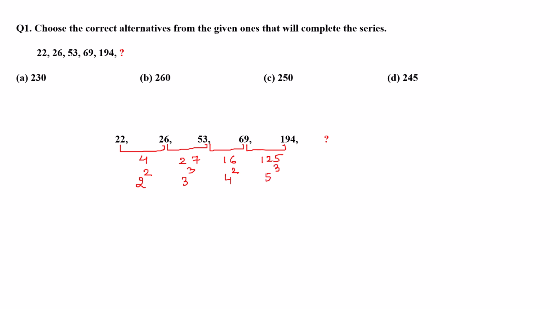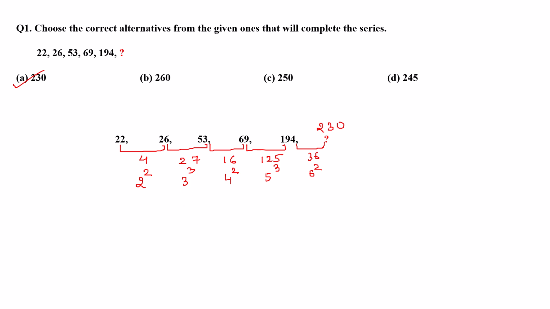So if you follow this pattern, the next should be a difference of square of 6. Square of 6 is 36, isn't it? So add 36 to 194. You are going to get 230. And if you see, option A is the correct option. Right. So like this, you have to solve the questions. You have to observe the pattern. You should be thorough with the squares and cubes of numbers, isn't it? So that will make your work easier.